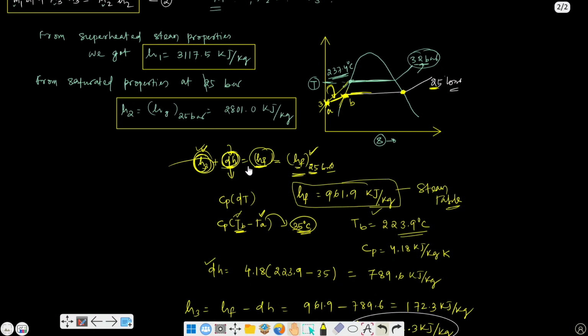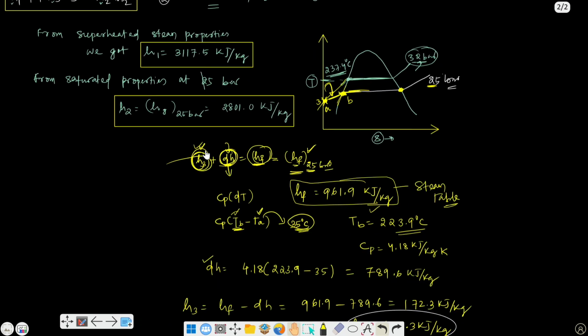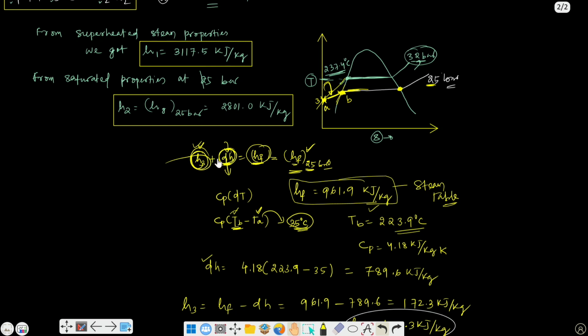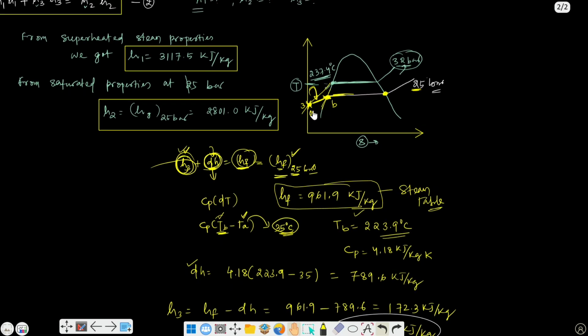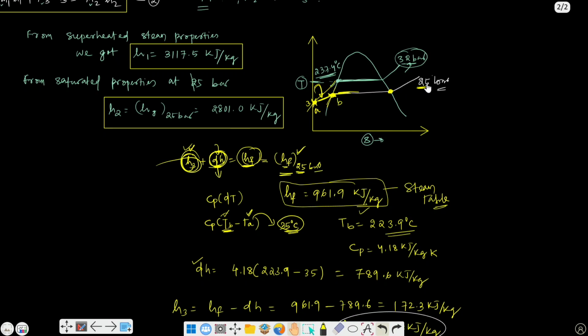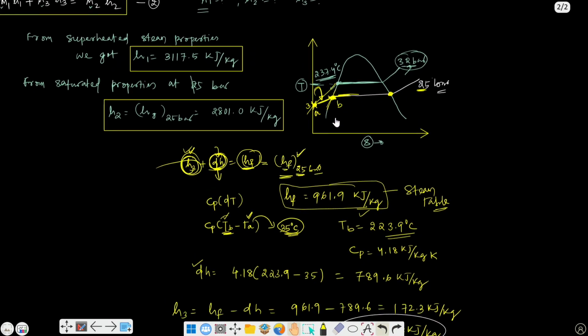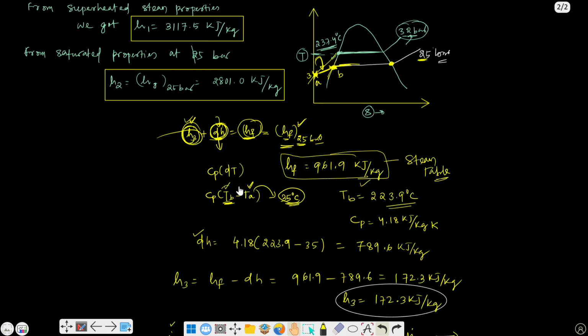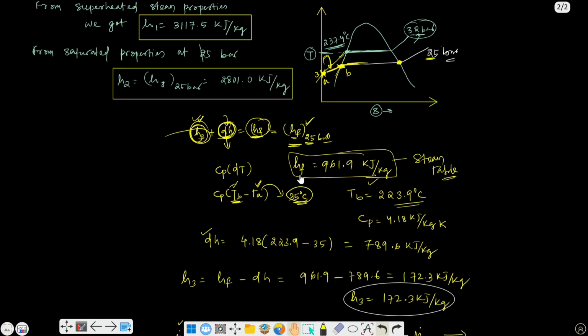These are easy, but it is a little complicated to find the value of s3. S3 is the entropy at the inlet of the liquid, that is the compressed liquid. To this compressed liquid we add some amount of energy so that we get saturated steam. So the outlet pressure equals the pressure of the saturated steam, and the temperature will be the saturation temperature corresponding to 25 bar. From the saturated steam table at 25 bar we found this as 223.9 degrees centigrade.